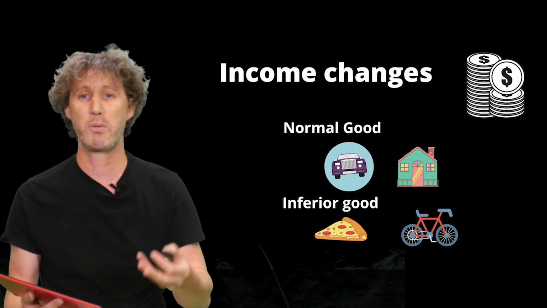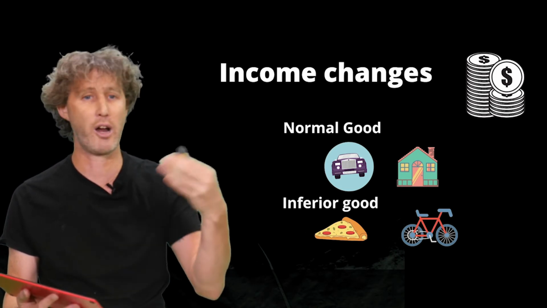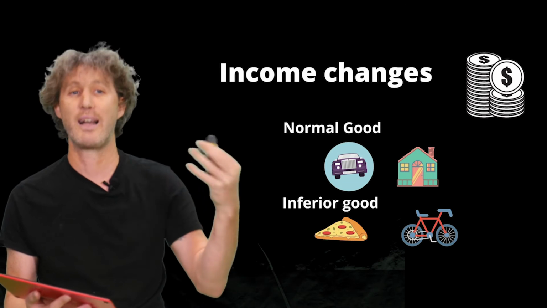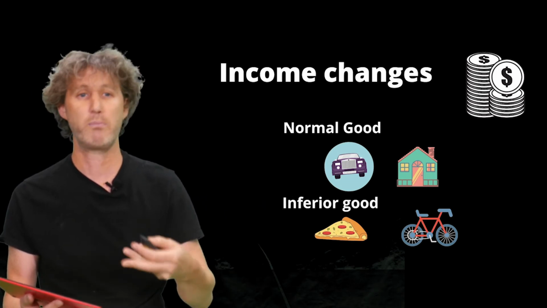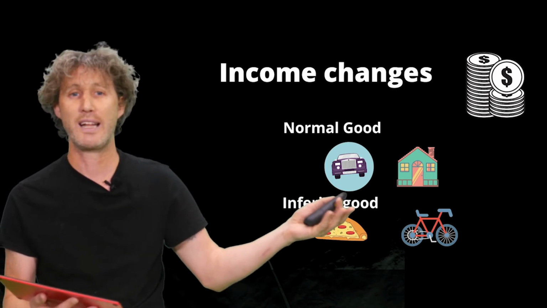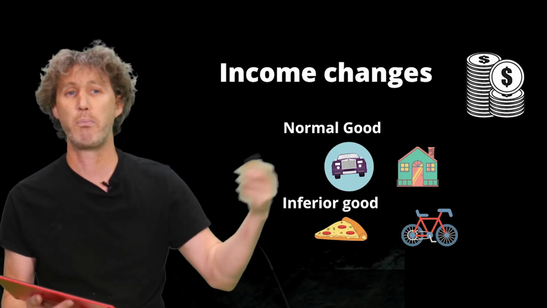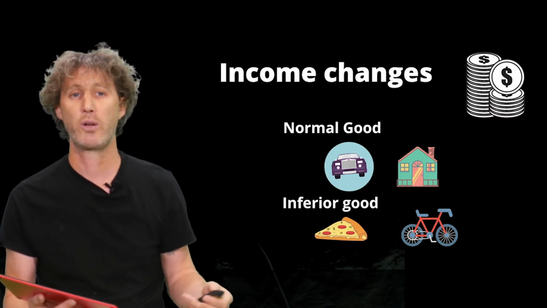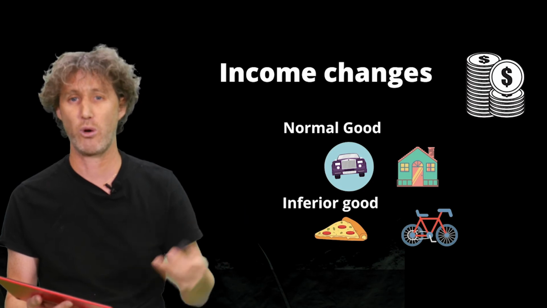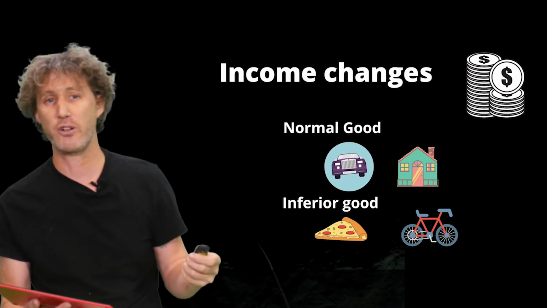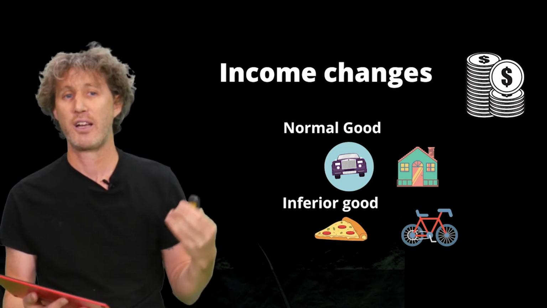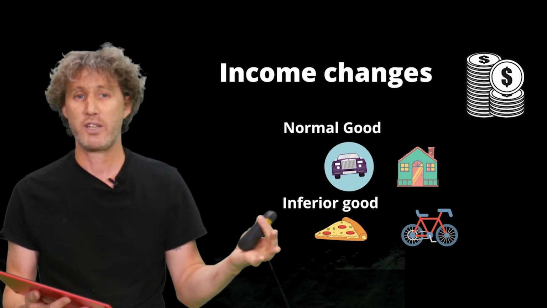A good example would be a car. We get a higher paying job, we buy a bigger car. We get a higher paying job, instead of renting a house, we end up buying a house. Normal good. Usually good quality goods are considered normal goods. And inferior goods are goods that usually have a lower quality, they're cheaper goods.